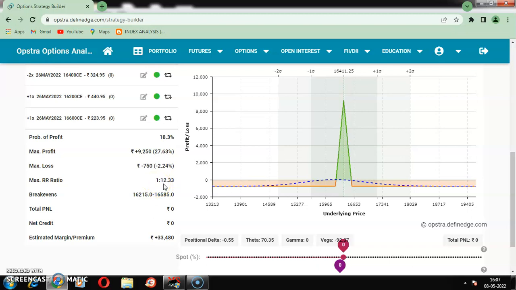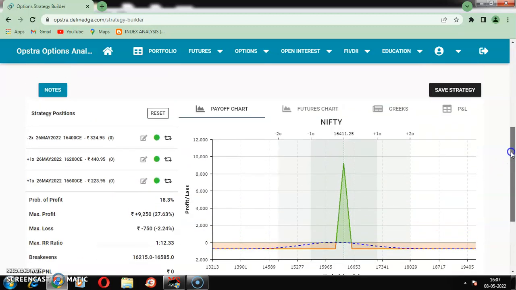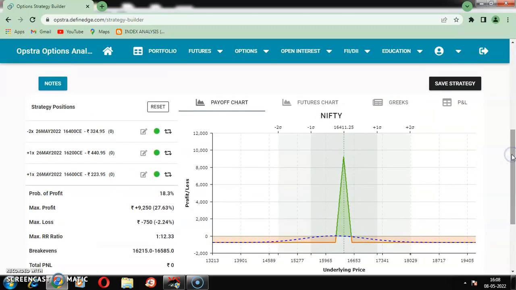What a fantastic strategy, you see. Only you have to maintain the risk of 1%, whereas the reward would be 12%. So by investing 33,480, you are supposed to have a profit of around 9,250, but you have to wait for the expiry. But my suggestion is, if you get at least 50-60% profit, in that case you can book the profit.